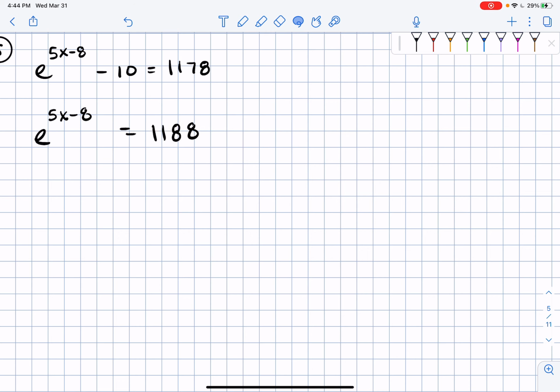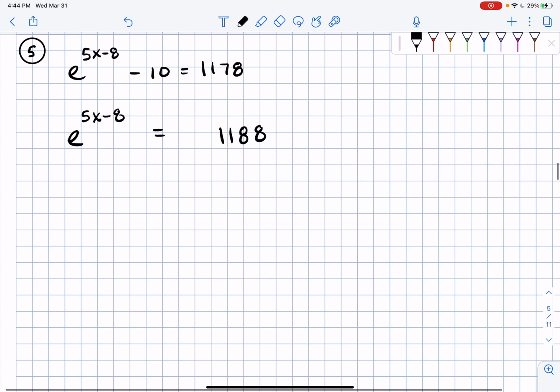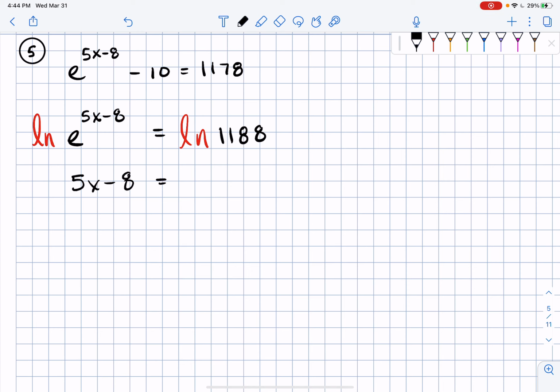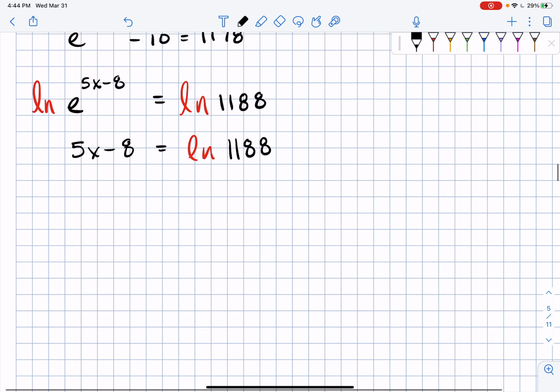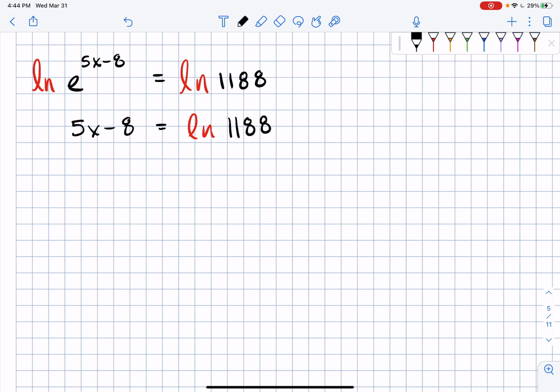All right. Then what I want to do, I don't want to move that whole thing. Let's move this over. So we're going to take the ln of both sides. So I'm going to get 5x minus 8 is equal to the ln of 1188. So I'm going to add 8 and then divide by 5 to get x by itself, right? So I got to add 8.